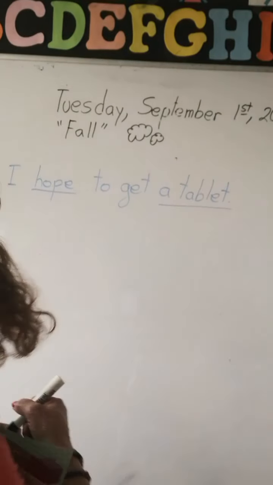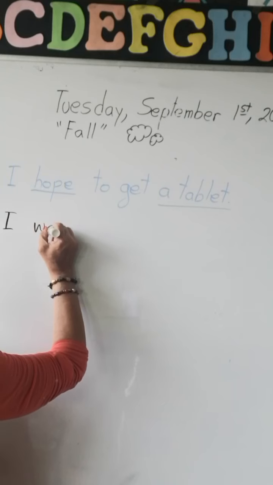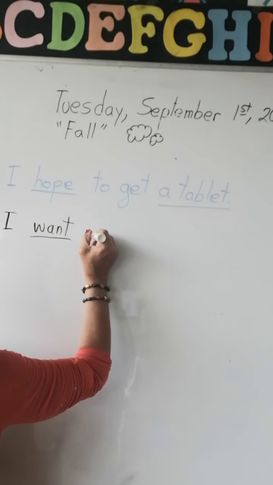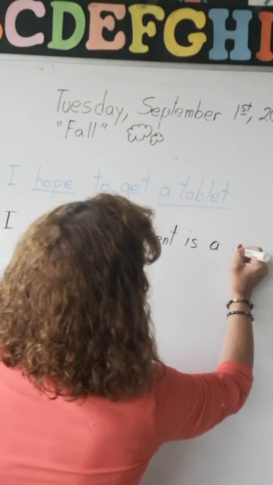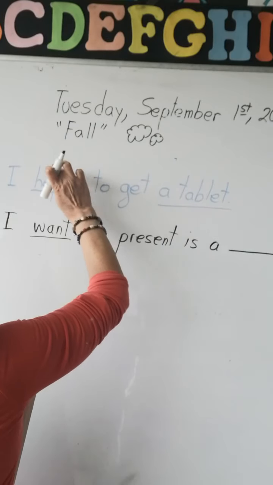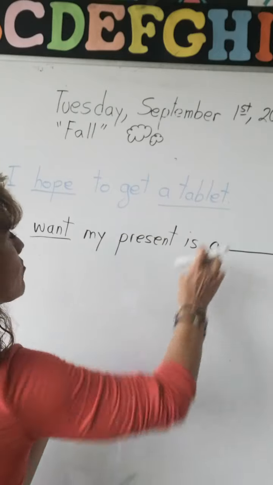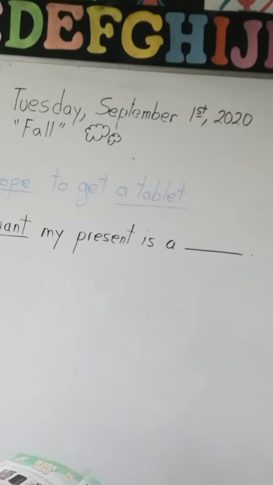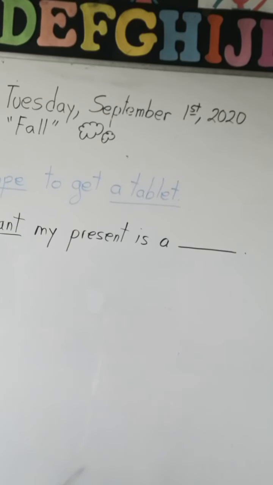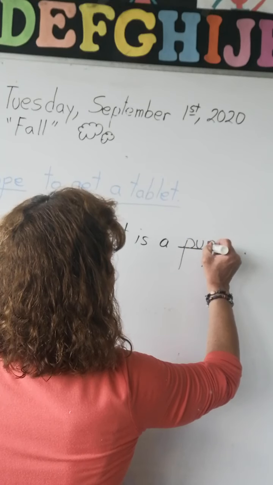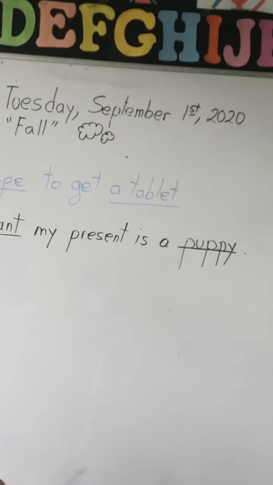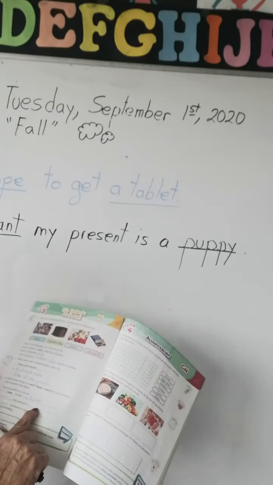Okay, in the number two, we have here that I want, for example, I want, I'm going to write one, yo quiero, my present is a kids. You are only going to write the underlined words. This is the example. But this, and this one, and the others that are underlined. Okay? So, I want my present is a. What do you want? Maybe a puppy, okay? Or what do you want? A box of chocolates, or I don't know. I want my present is a puppy, okay? Yo quiero que mi regalo sea un perrito, un cachorrito.